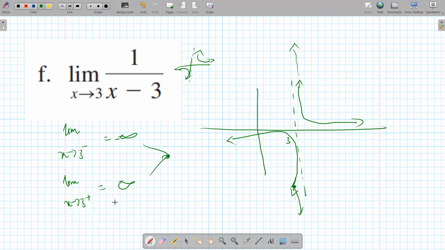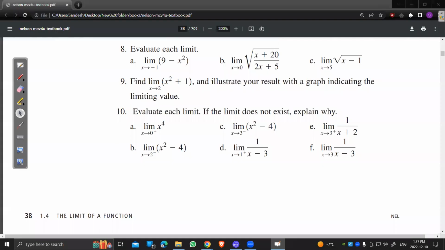Compare these two. No, it does not, because the left-hand side is different from the right-hand side. So the limit at x equals 3 does not exist. Cool?